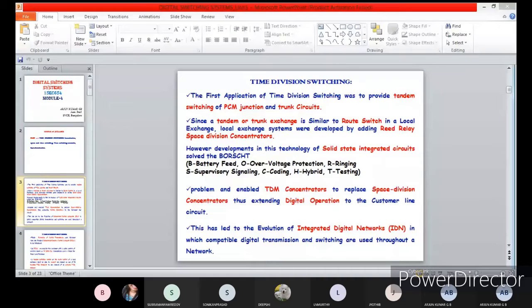This is the evolution of the integrated digital network. And then finally, the extension of digital transmission over a customer line has enabled the integrated services digital network, that is ISDN. It provides the customer with a wide variety of services, based on the speed of the transmissions.